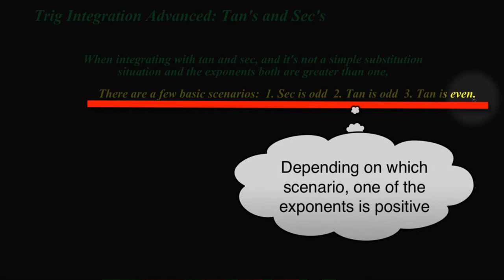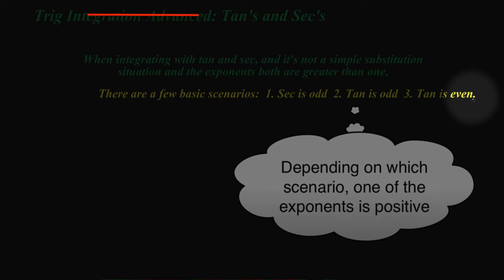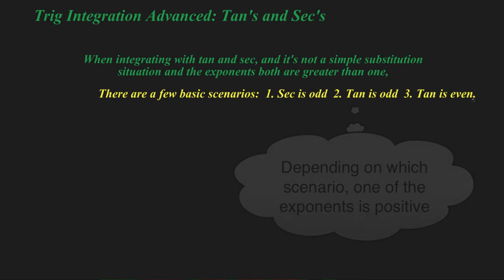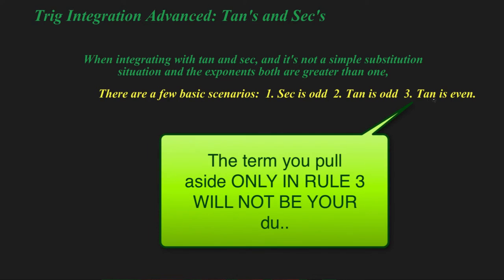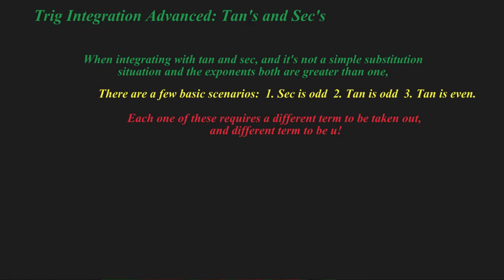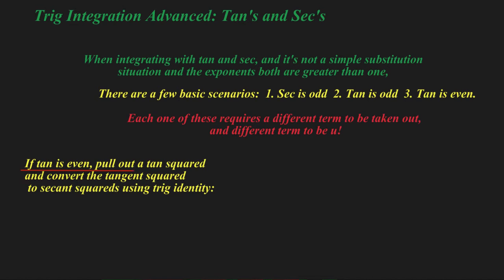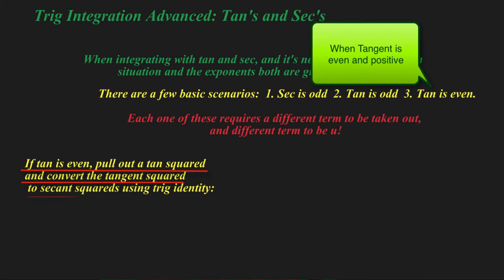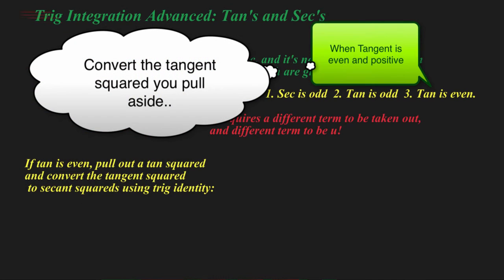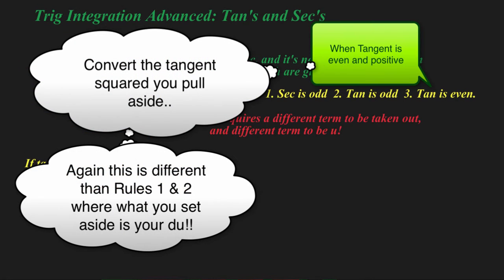is even. Now, when tangent's even, it's a slightly different scenario in which what you're pulling out is not going to be your du in this scenario. Up until now, what you set aside was your du, but not this one. Again, each of these have their own method, what you take out, and what's going to be your u. And in this case, if tangent is even, what you're going to do is pull out a tangent squared and then use your trig identities to convert it into secant squareds. The actual tangent squared you're converting, not what's left as in before.